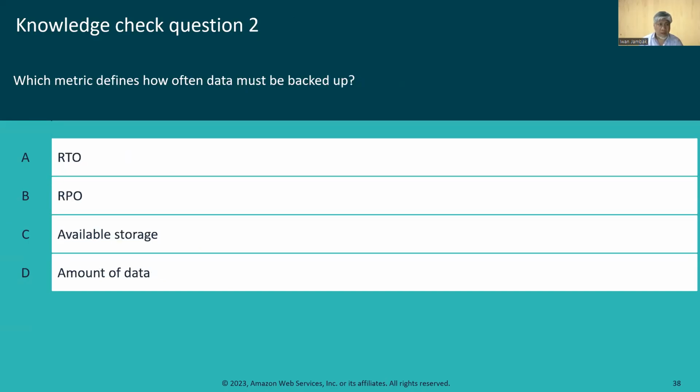Which metric defines how often data must be backed up? Which one? B, this is for the time. This is the point, so it mentions how often, the time. Okay, so this is not correct.